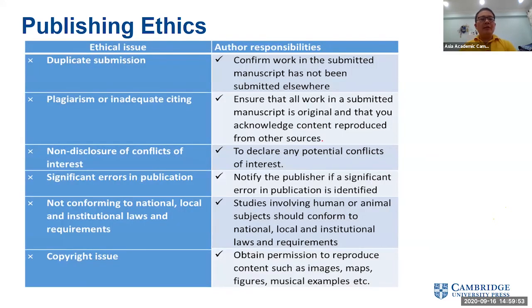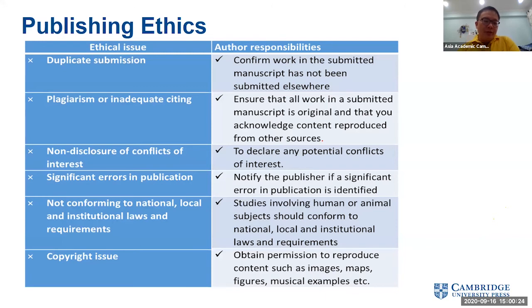Here are also other ethical issues that you may come across, such as duplicate submission, plagiarism, not enough citations, and non-disclosure of conflict of interest. This is usually for the pharmaceutical sciences, because researchers work with drugs and drug companies quite a fair bit. Then there are significant errors in publication. If you discover a significant error, you should inform the journal, even if the paper has been published, so that they can issue an erratum or amendment.